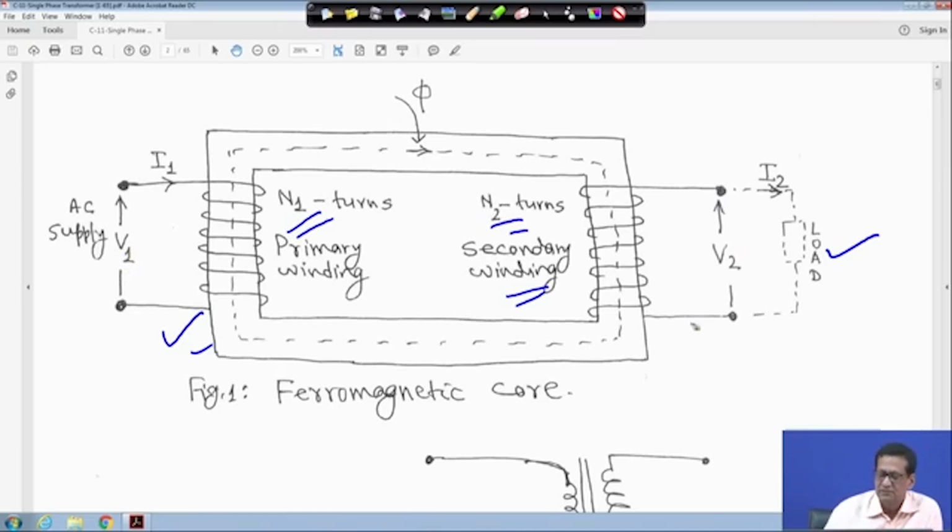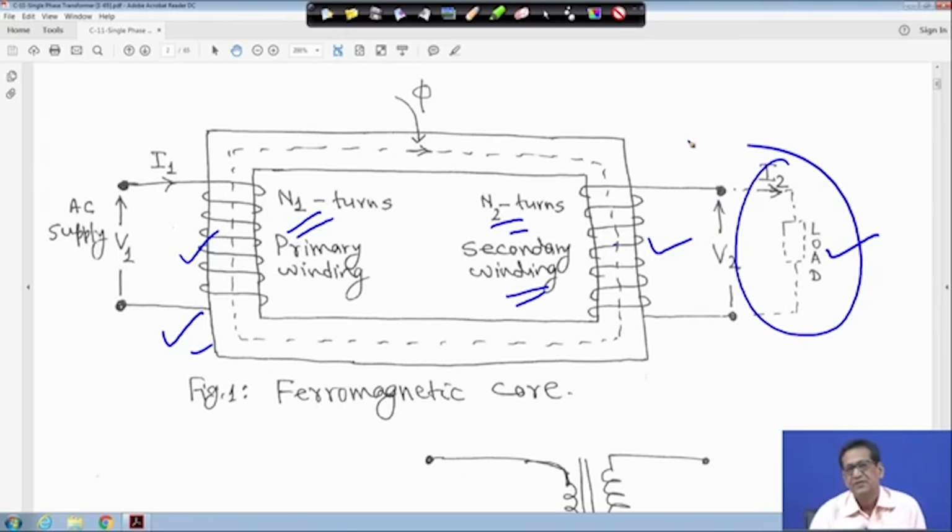So, when the load is not connected, a very small current will flow through the primary side of the winding, and the flux will link both the primary as well as the secondary winding, when this side is open circuited, right. That means no load is connected, so no current is flowing through the secondary, but on the primary side you have applied a small voltage. So, a small current called the exciting current will be responsible for producing the flux.